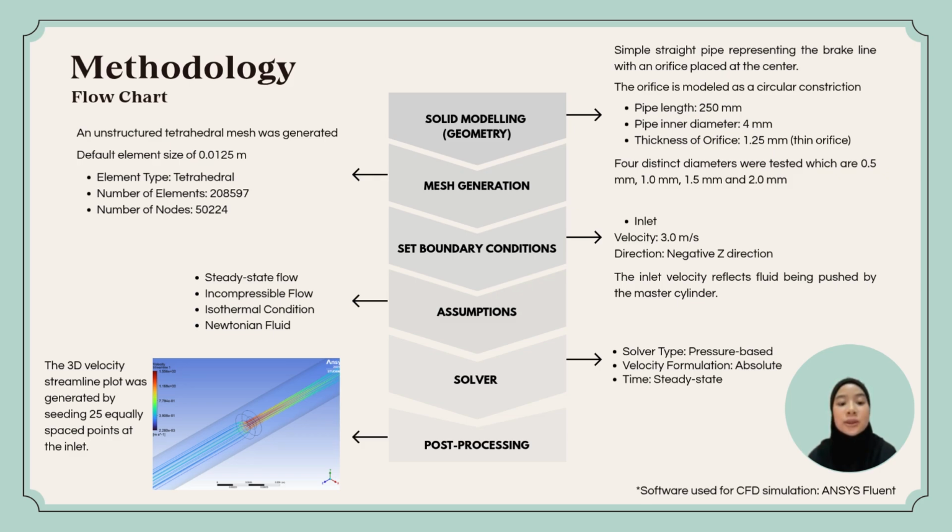Next, an unstructured tetrahedral mesh was generated for the model using the ANSYS meshing tool with default element size of 0.0125 meter. A custom hydraulic fluid was also defined in ANSYS Fluent by manually specifying its density of 1060 kg per meter cube and viscosity of 1.8 times 10 to the power of negative 3 kg per meter second based on the manufacturer data at 100 degrees Celsius. Furthermore, a boundary condition is set at the inlet having flow velocity of 3 meter per second.